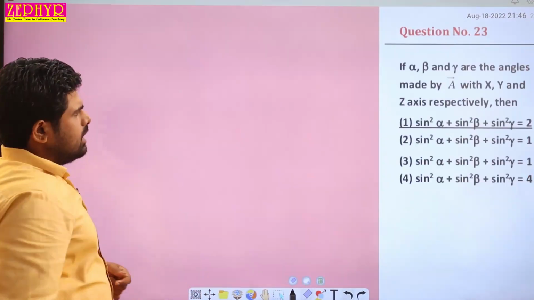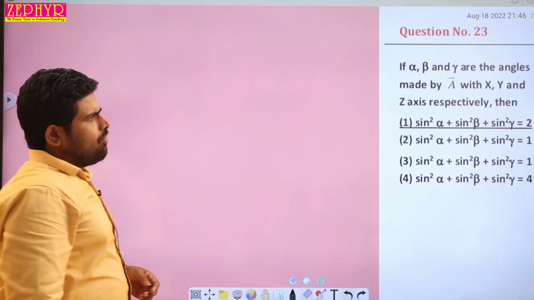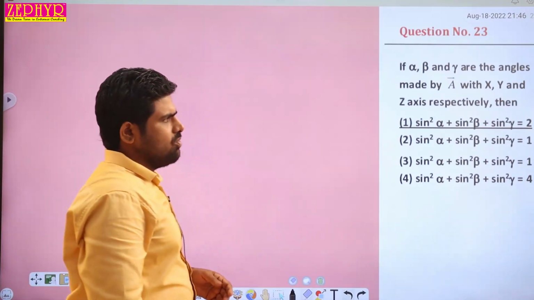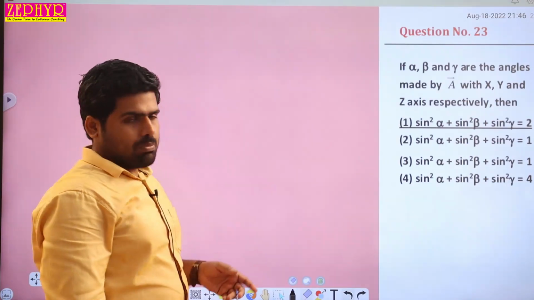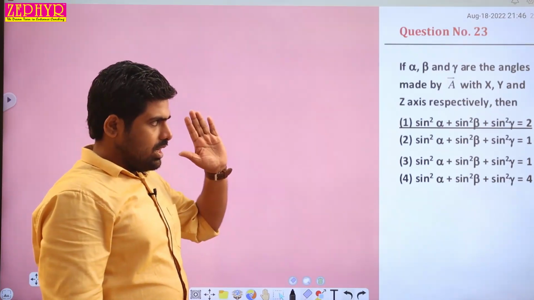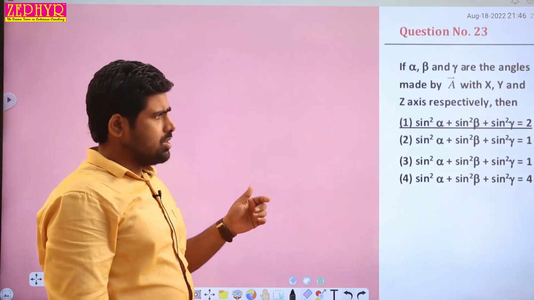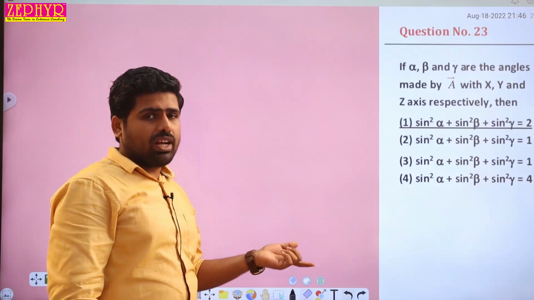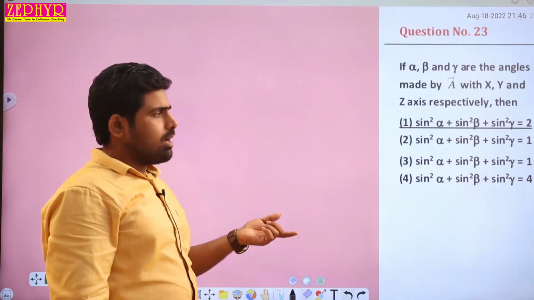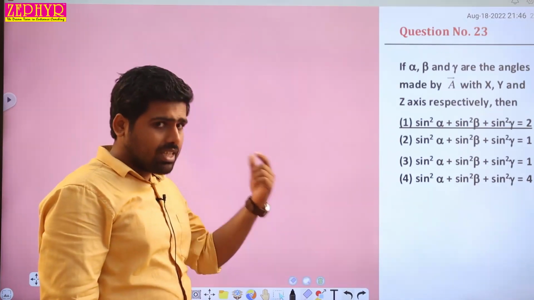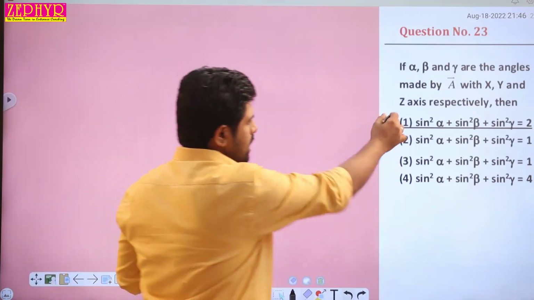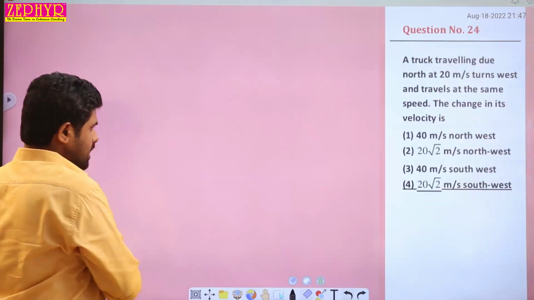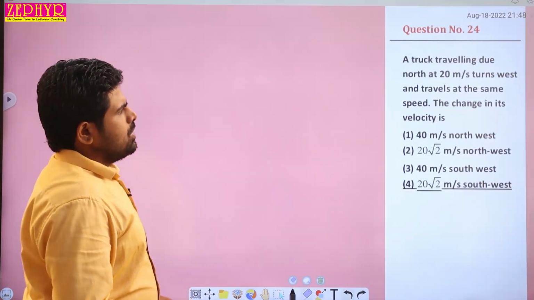Okay. Then the next one, question number 23. If alpha, beta and gamma are the angles made by A with x, y and z axis respectively, then we know the equation of direction cosines, that is cos square alpha plus cos square beta plus cos square gamma equal to 1, or sin square alpha plus sin square beta plus sin square gamma, that is equal to 2. So here the right option, that is 1, sin square alpha plus sin square beta plus sin square gamma is equal to 2.